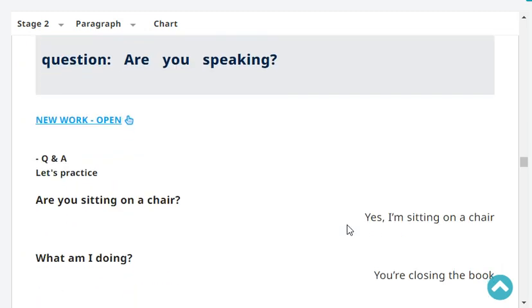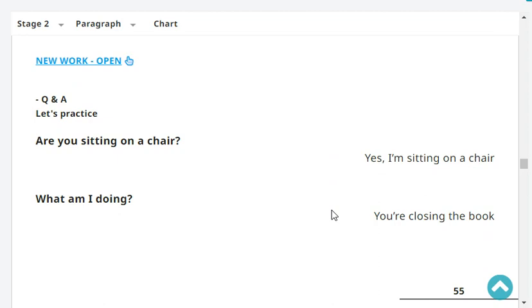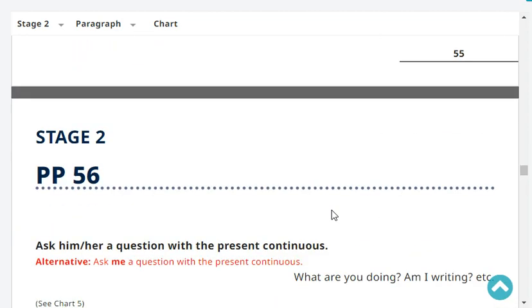Are you sitting on a chair? Yes, I'm sitting on the chair. Very good. Okay, what am I doing? You're opening the book. Very good.